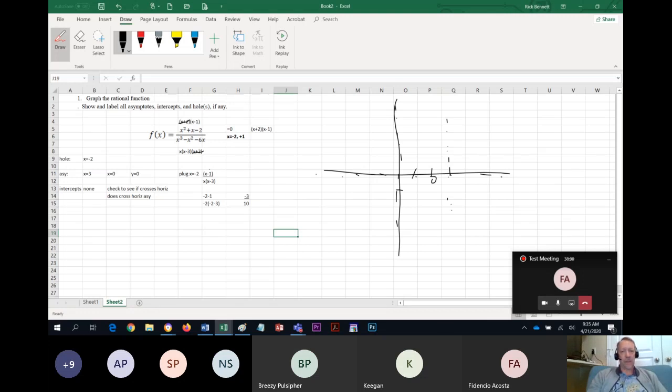Shouldn't that be at 2? Shouldn't it be at -2? Oh, you're right. I'm on the wrong side. 1, 2, -2, and my hole should be about right there. That's correct. Thank you. Good catch. Okay.